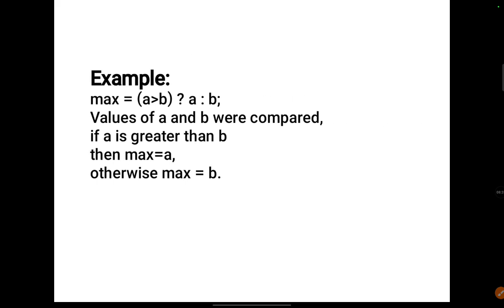Example of conditional operators: max is equals to a > b ? a : b. The values of a and b are compared. If a is greater than b, then max is equals to a, otherwise max is equals to b.